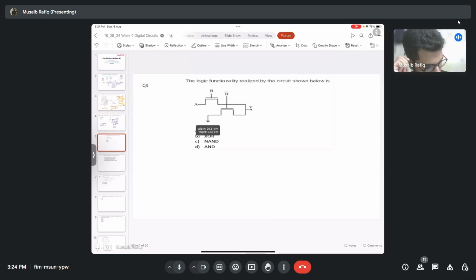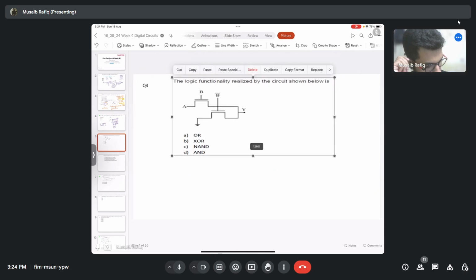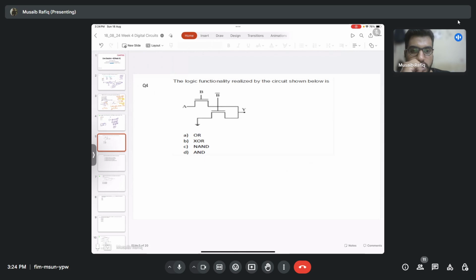Now we have another question that states: the logic functionality realized by the circuit shown below is. So we are given this circuit and we are required to show the functionality performed by the logic circuit.